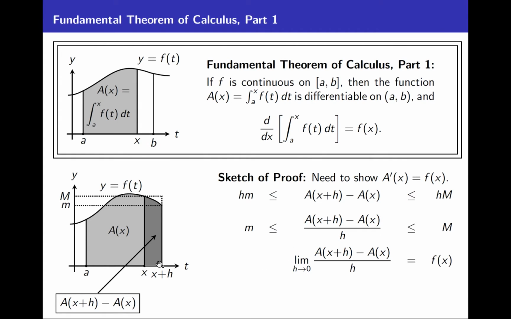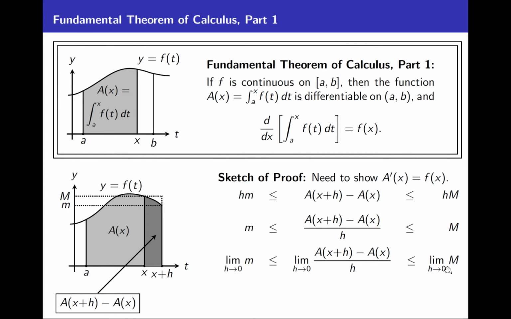Okay, so now think about the limit that we're interested in, where h is approaching 0. This dark shaded area is getting skinnier and skinnier, and big M and little m are getting closer and closer together. In fact, they're both getting closer and closer to f of x, because x plus h is approaching x, so f of x plus h is approaching f of x, and big M and little m are somewhere between f of x plus h and f of x.